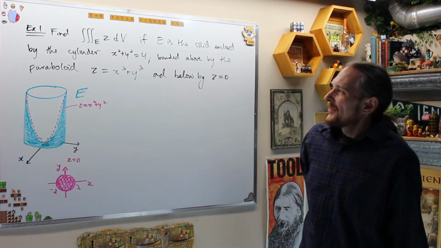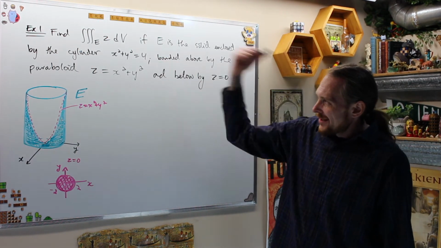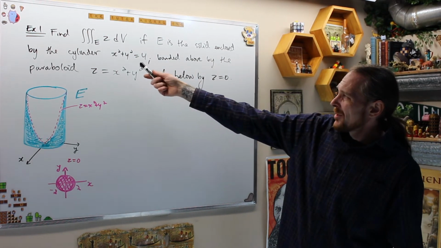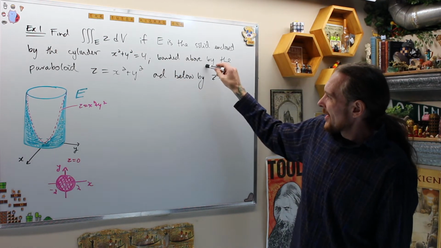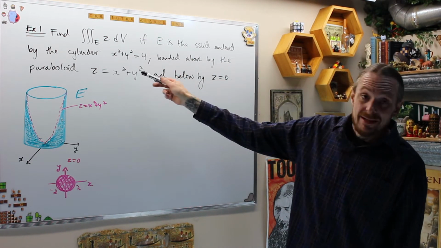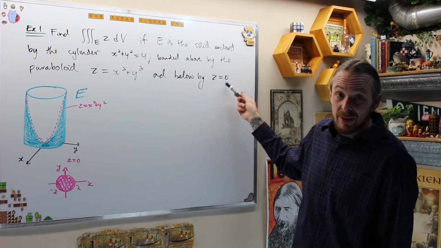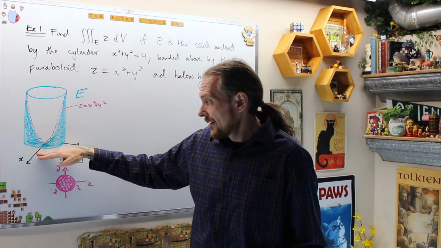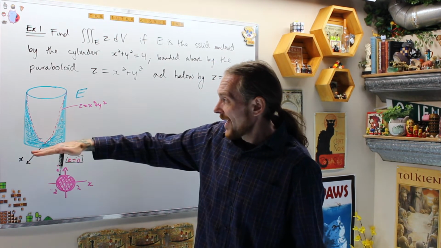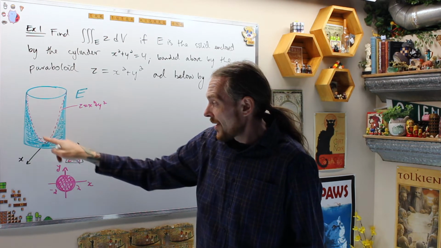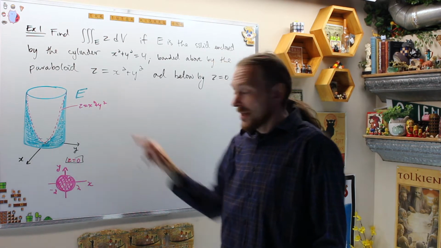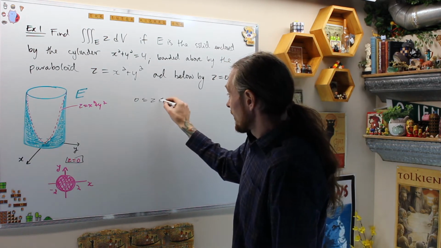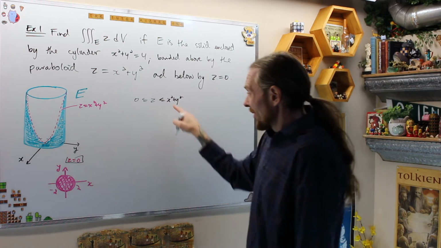All right, example 1, let's find the triple integral of z over this region E, where E is the solid enclosed by the cylinder x squared plus y squared equals 4, but then bounded above by the paraboloid z equals x squared plus y squared, and below by the xy plane, which is z equals 0. So we have z equals 0, the xy plane down here is where we stop, and then we have the cylinder, but it's bounded above by this paraboloid z equals x squared plus y squared. So I already see that I'm going to have 0 less than or equal to z less than or equal to x squared plus y squared. But then I see I have that.